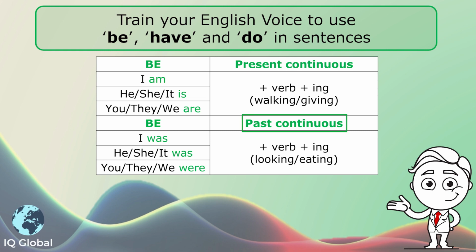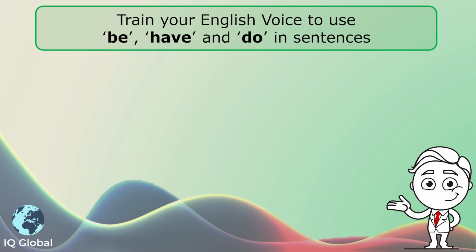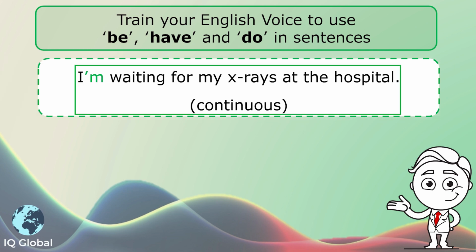In the past continuous, I was, he, she, or it was, you, they, or we were, plus verb plus ing, such as looking, eating. Let's look at a sentence example. I'm waiting for my x-rays at the hospital.